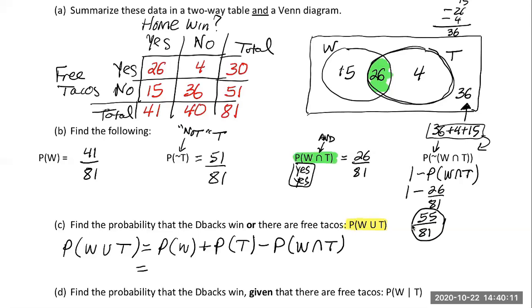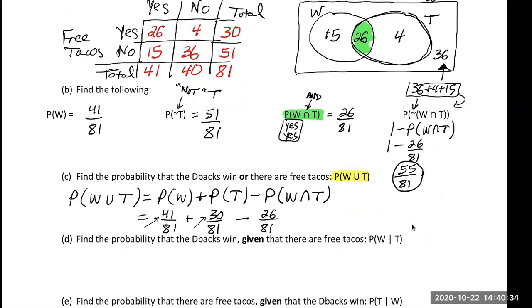So what happens is probability of winning is 41 out of 81. Probability of free tacos is 30 out of 81. But we have to subtract the overlap of 26. And we have to subtract that overlap because we counted the 26 within this number and we counted the 26 within that number. So our answer there will be, let's see, 71 minus 26. What's that, 45? 45 out of 81.